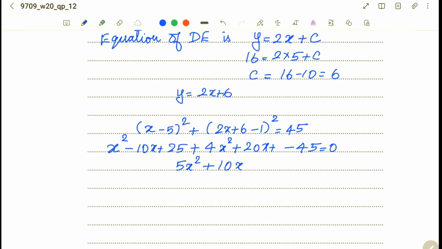So here this will be 5 square, that is 25. 25 plus 25 minus 45 plus 5 equal to 0. Divide the equation by 5. So this can be written as x square plus 2x plus 1 equal to 0. And we know this is the expansion of x plus 1 the whole square.